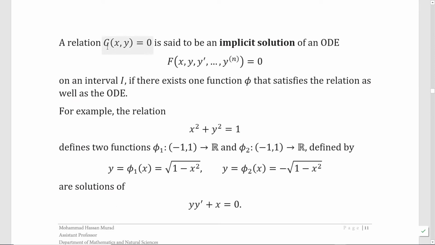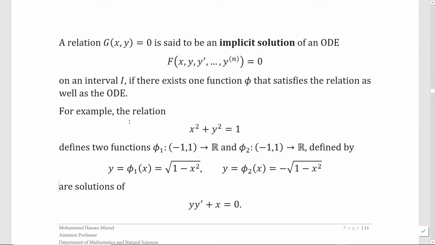A relation, some function of x and y equals 0, is said to be an implicit solution of the ordinary differential equation on an interval I if there exists one function phi that satisfies the relation as well as the ordinary differential equation. So we are talking about a function which satisfies this relation and the ordinary differential equation as well.